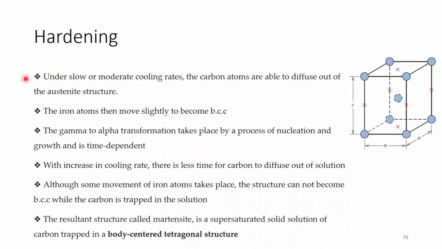Next is hardening. Under slow or moderate cooling rates, the carbon atoms are able to diffuse out of the austenite structure. The iron atoms then move slightly to become BCC. The gamma to alpha transformation takes place by a process of nucleation and growth and is time dependent. With an increase in cooling rate, there is less time for carbon to diffuse out of the solution. Although some movement of iron atoms takes place, the structure can become BCC while the carbon is trapped in the solution.